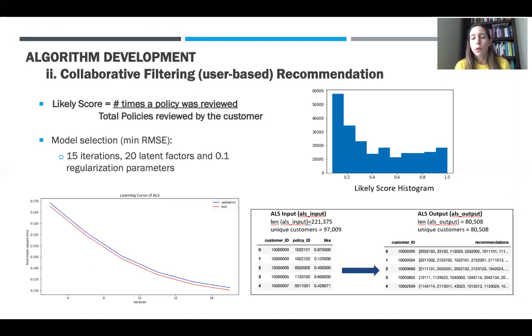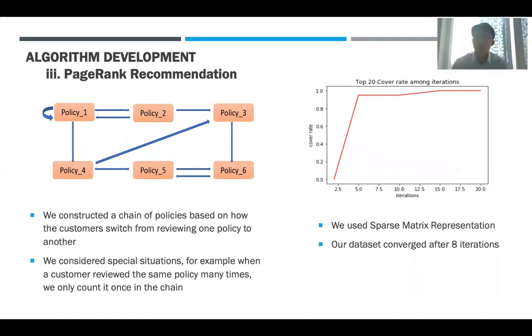I would like to highlight here that our input data was for 97 unique clients, and the output data had only 80,000 predictions for customers. This is mainly because for those customers that only reviewed one policy, the model was not able to make a prediction in that situation. And for the third one, we have implemented the PageRank recommendation.